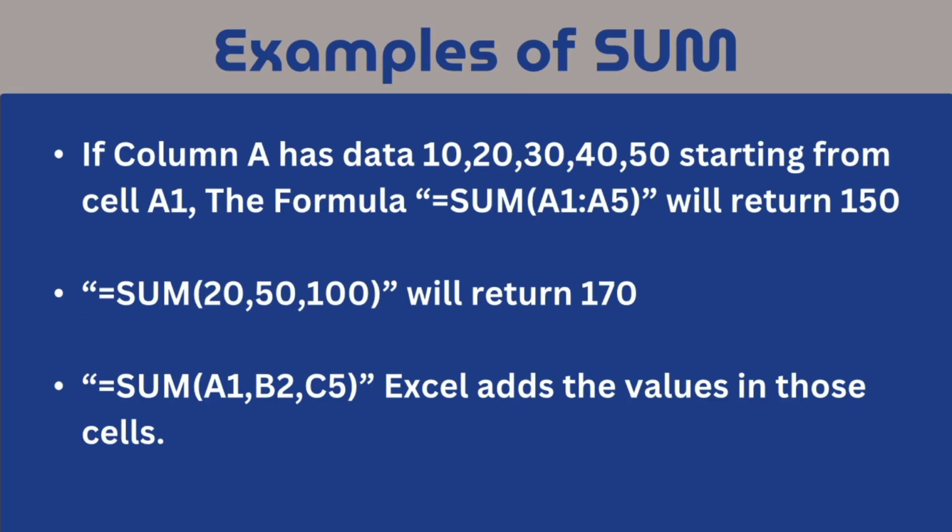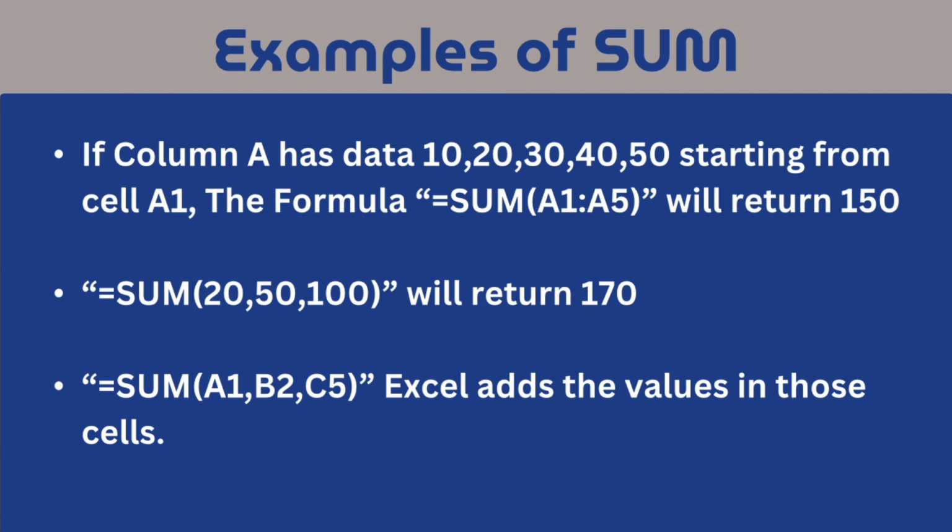Examples of the sum function: if column A has data 10, 20, 30, 40, 50 starting from cell A1, so cells A1 to A5 are 10, 20, 30, 40, 50, you now use the sum function. The formula equals SUM(A1:A5) will return 150, which is the addition of all the data: 10 plus 20 plus 30 plus 40 plus 50 gives us 150.